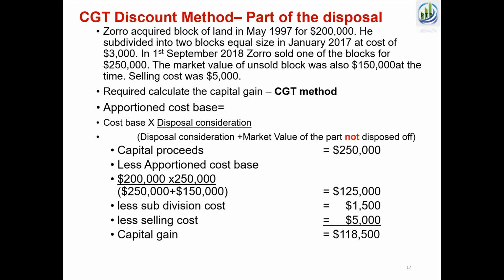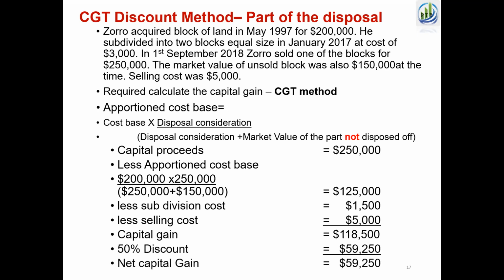Can we apply the discount here? Yes, because Zoro has held the asset for more than 12 months. You can see May 1997 and sold in September 2018. Therefore it is more than 12 months, and Zoro is an Australian resident. Therefore we can apply the 50% discount.